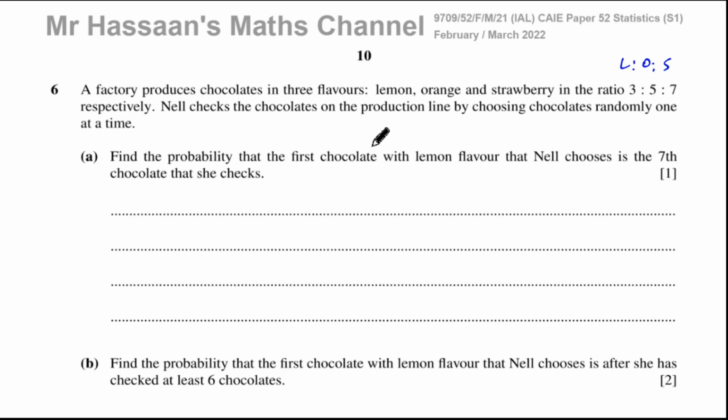Nell checks the chocolates on the production line by choosing chocolates randomly one at a time. Find the probability that the first chocolate with lemon flavor that Nell chooses is the 7th chocolate that she checks.